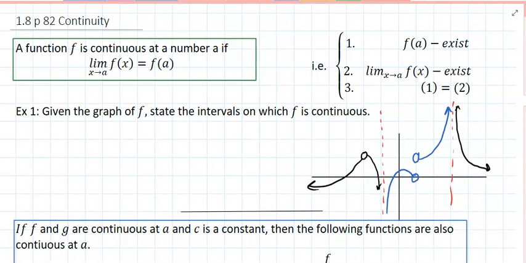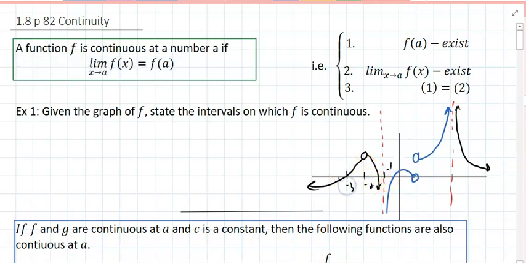Section 1.8 talks about continuity. Now, the idea of continuity is simple. If you can trace a curve over its entire domain from left to right with a pencil without lifting the pencil off the paper, that function is continuous. So again, if you could trace a graph from left to right over all of its domain with a pencil without lifting your pencil off the paper, that function is continuous.